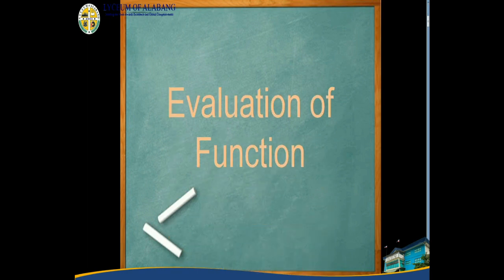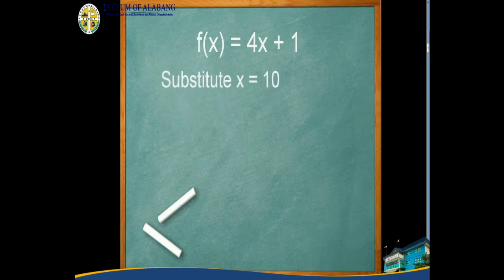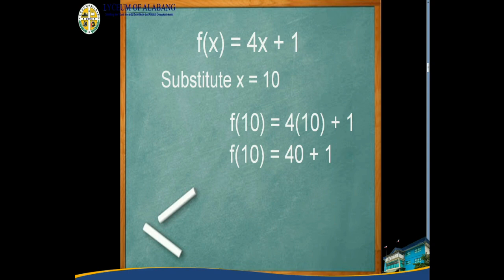Evaluation of function. To evaluate a function, substitute its variable with a given number or expression. Like in this example, evaluate the function f of x is equal to 4x plus 1, where x is equal to 10. Just replace the variable x with 10, so we have f of 10 is equal to 4 times 10 plus 1. F of 10 is equal to 40 plus 1. Therefore, f of 10 is equal to 41.